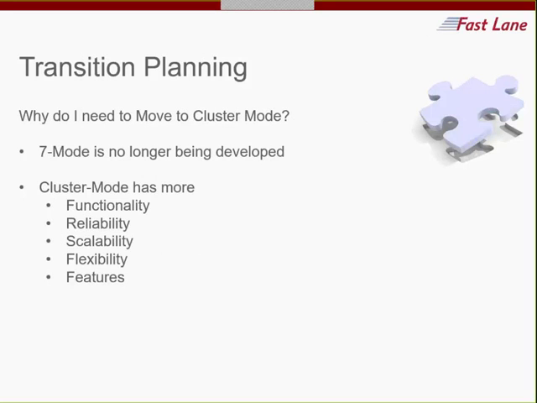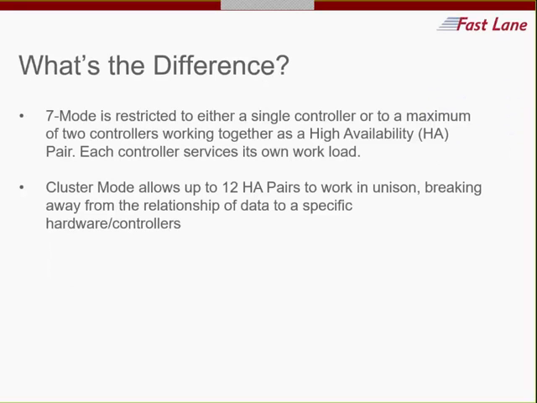So the difference between the two is that with 7 mode, you typically have a single controller, or you may have a dual controller environment working as an HA pair. And that may be local or extended over distance using MetroCluster. But either way, with 7 mode, the controller is responsible for the data that sits on it. So you have very little flexibility and very little manipulation.